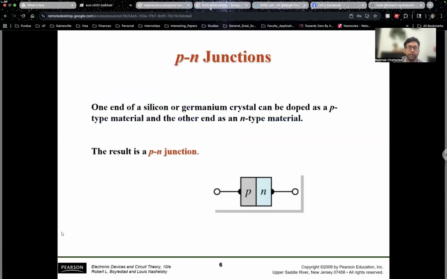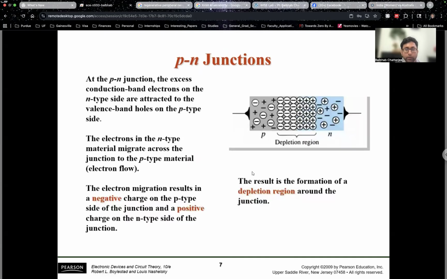Okay. Now, having said that, let's say you have a p-type material and an n-type material. And let's say you just fuse them together. You create a structure that half of it is p-type and half of it is n-type. That is generally called a p-n junction. And if you look into the p-n junction, the excess conduction band electrons on the n side.